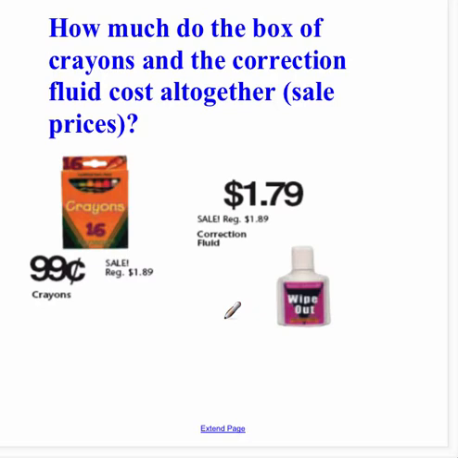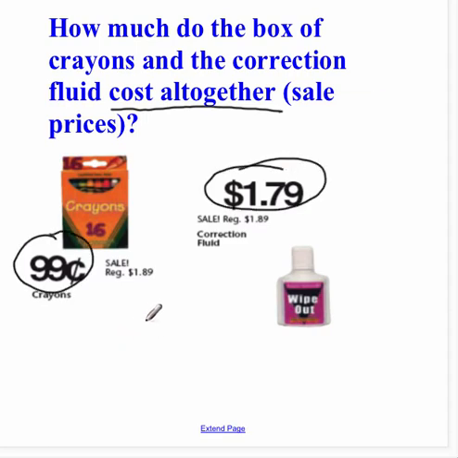How much do the box of crayons and the correction fluid cost all together using sale prices? Now notice this time it says how much do they cost all together. It's not saying about how much money am I going to get back. It's not saying do I have enough money. This time it wants a calculation. How much do these things cost all together? And we are using sale prices. So I'm going to add 99 cents and I'm going to add $1.79.